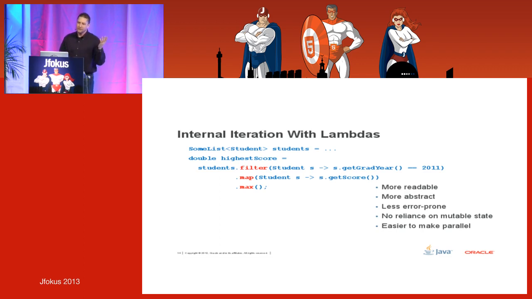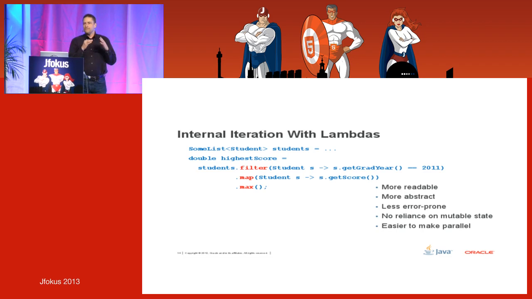So here we're saying for the filter, the parameter of the method that we're going to pass is student S, and the body of the method that's going to be executed is to evaluate whether the graduation year of that student is equal to 2011 and return a Boolean depending on whether that is true or false. Similarly, for the map method, we use a lambda expression where the parameter of that anonymous method is student S, and the body of that method is simply to return the score of that student.